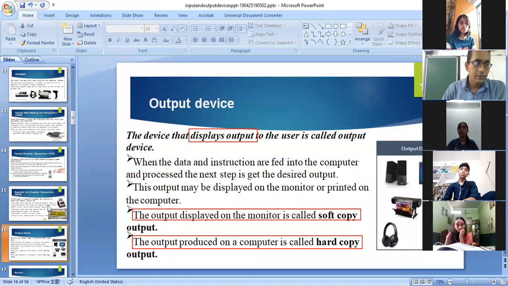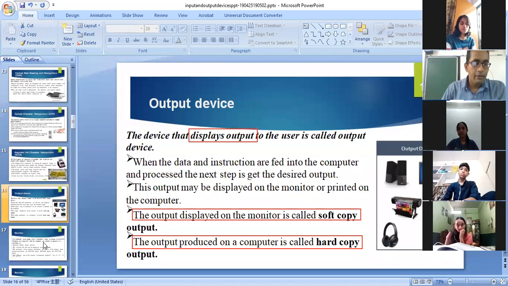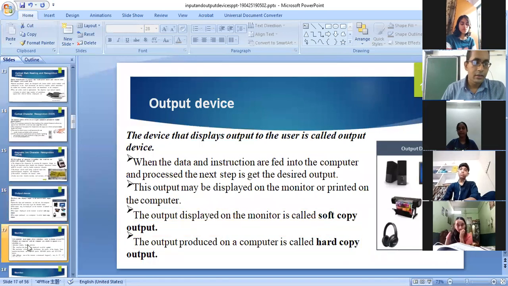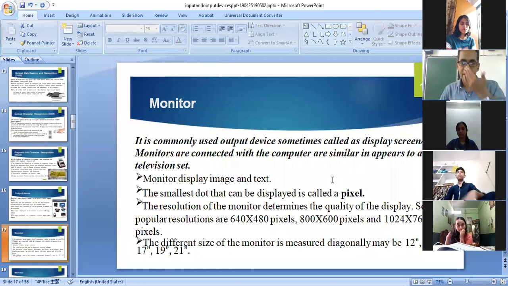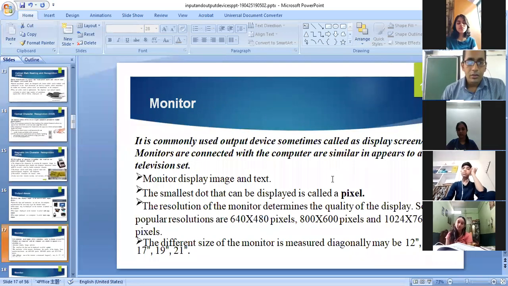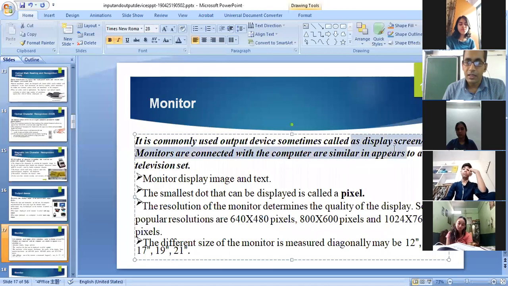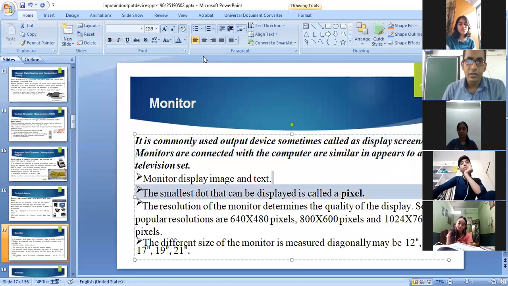Moving next. The first one in this category is a monitor. A monitor is that which you see on your screen. It is a commonly used output device, sometimes called a display screen. So this is a display screen. Sometimes it's LCD, sometimes it is LED, and other times it's a VDU, visual display unit.